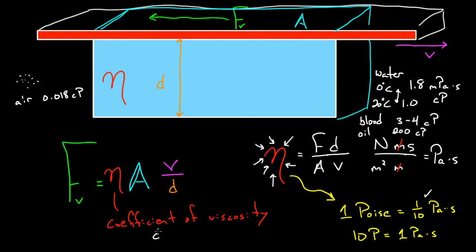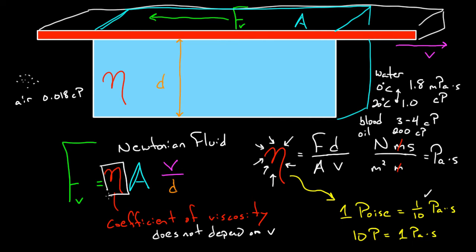Now it's important to note, if a fluid follows this rule for the viscous force and the coefficient of viscosity does not depend on the speed with which this fluid is flowing or with which you pull this lid over the top, then we call this a Newtonian fluid. But if the coefficient of viscosity does depend on the speed with which the fluid is flowing or the speed with which you pull this lid, then it would be a non-Newtonian fluid. So if this coefficient of viscosity stays the same regardless of what the speed is, it's a Newtonian fluid. If that's not the case, it'd be a non-Newtonian fluid.